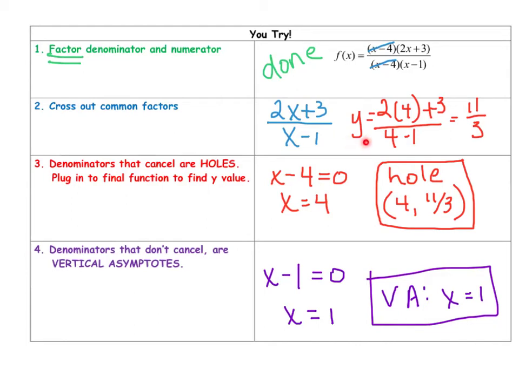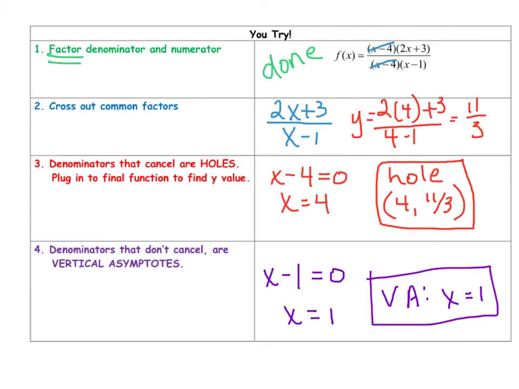Here's y equals, and instead of 2x, I've plugged in the 4 for the x. So 2 times 4 plus 3 divided by 4 minus 1. And that equals 11 thirds. So that means y equals 11 thirds. And so that is the y coordinate of my hole. So here's the ordered pair for the hole: (4, 11/3).